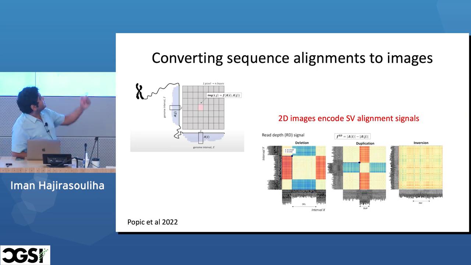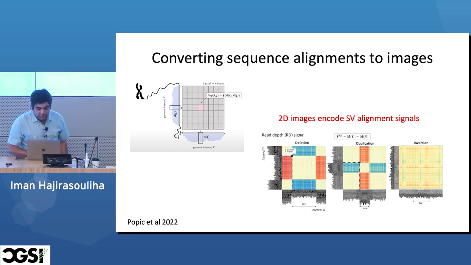The function can be pretty simple, just the difference between the depths of coverage in that particular interval. Okay, so you can see these patterns can arise, for example, for deletion.